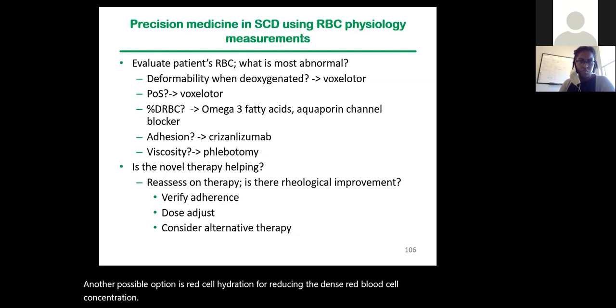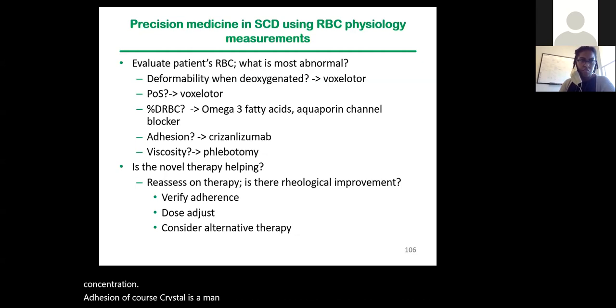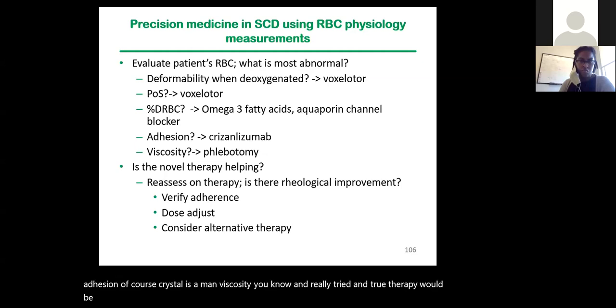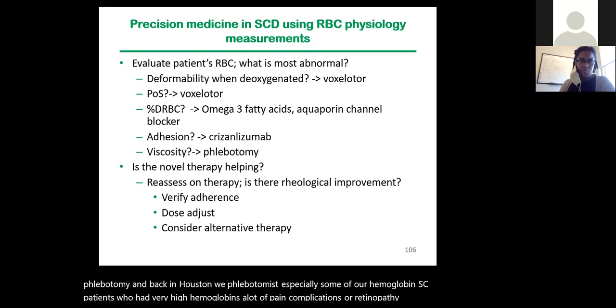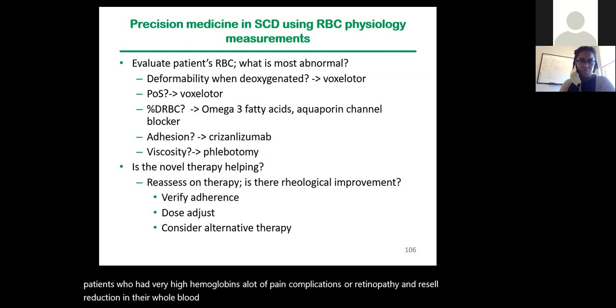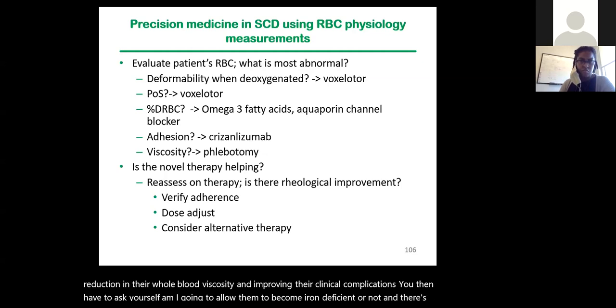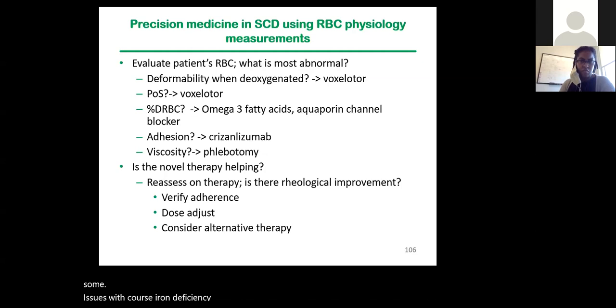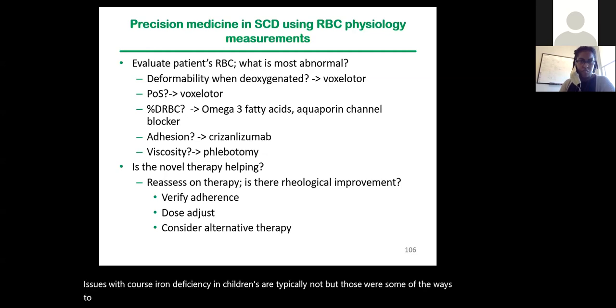Adhesion, of course, crizanlizumab. Viscosity, a really tried and true therapy would be phlebotomy. And back in Houston, we phlebotomized, especially some of our hemoglobin SC patients who had very high hemoglobins, a lot of pain complications or retinopathy, and we saw a reduction in their whole blood viscosity and an improvement in their clinical complications. You then have to ask yourself, am I going to allow them to become iron deficient or not? And there's some issues with, of course, iron deficiency in children, so typically not, but those were some of the ways to address high viscosity.